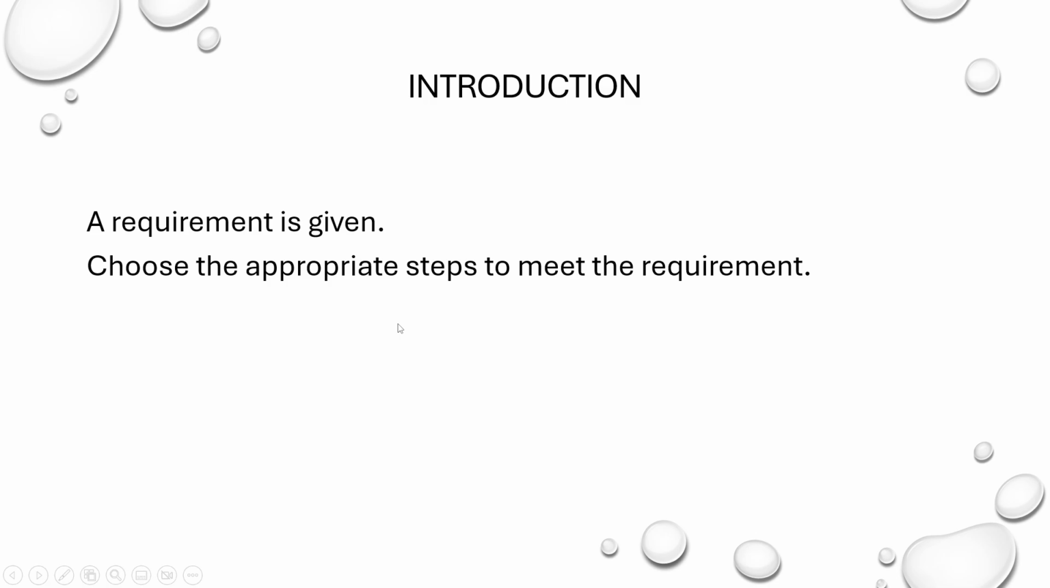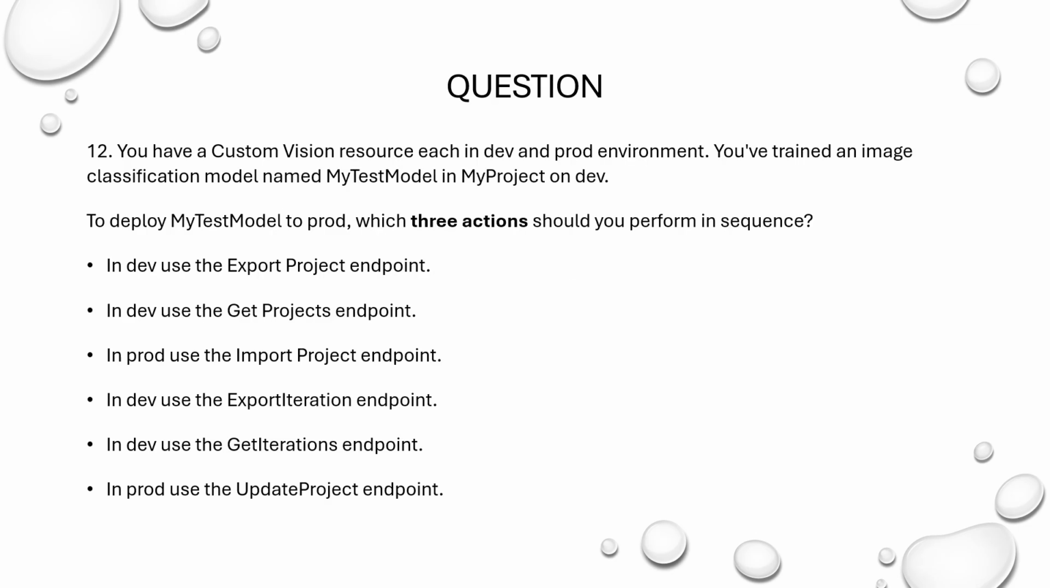Now to the format of the question. A requirement will be provided and you have to choose the appropriate steps in the correct order to meet that requirement. The question is, you have a custom vision resource each in dev and prod environment. You have trained an image classification model named MyTestModel in MyProject on dev. To deploy MyTestModel to prod, which three actions should you perform in sequence?